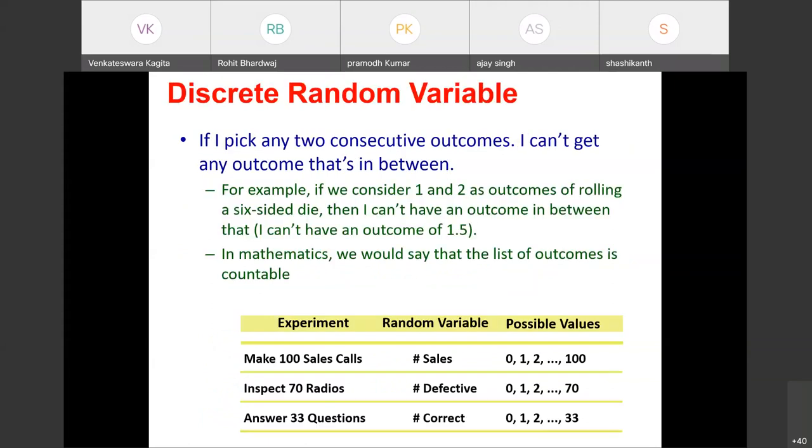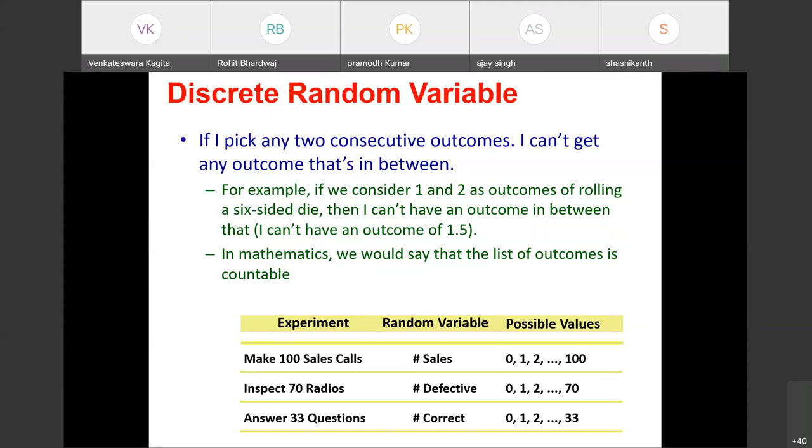So let's talk about the discrete random variable. If I pick any two consecutive outcomes, I can't get any outcome that is in between. Then I call it a discrete random variable. Right? For example, if I throw a dice, the outcome could be either 1 or 2 or 3 or 4 or 5 or 6. It cannot be 1.5, isn't it? If you take any two consecutive outcomes, 1 or 2, you cannot take another value in between like 1.5. Okay, so the list of outcomes in this case is countable, limited, finite, right?